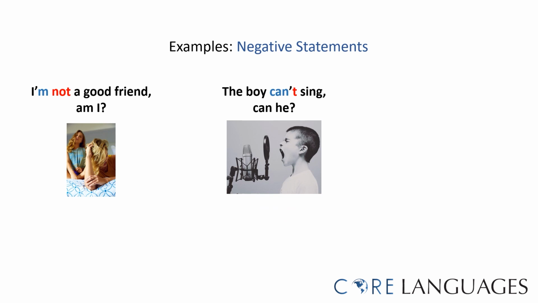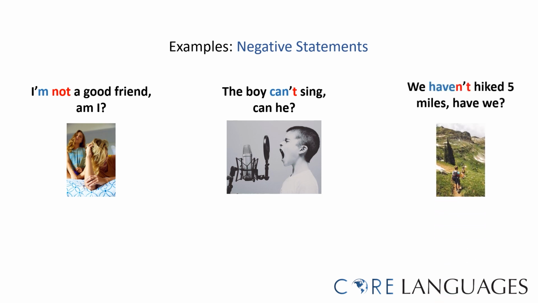The boy can't sing, can he? Notice that we use the modal verb can in the negative statement, and so the question tag will also use can. We haven't hiked 5 miles, have we? The sentence uses have as part of the present perfect, so the question tag also uses have.